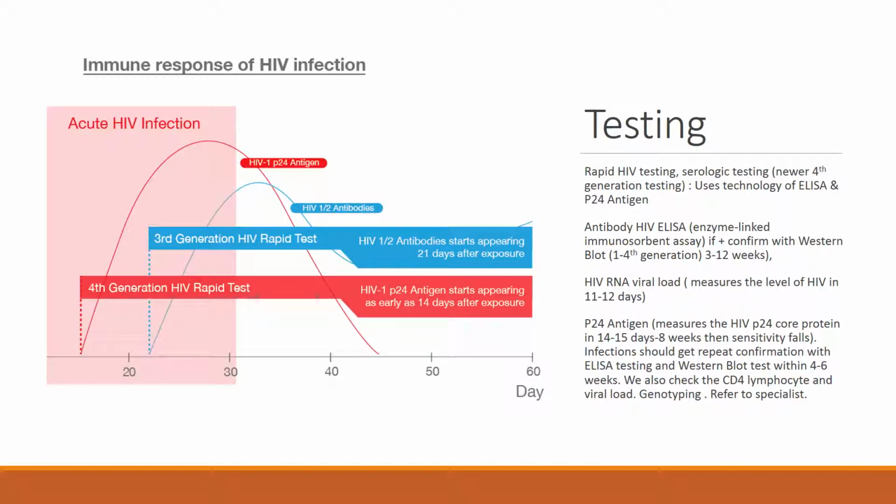So the testing I want to talk to you about, in the past we were using just an antibody test, looking for antibodies in the blood. The third generation test was what we were using for a very long time. We start to be able to test at about 21 days, but it's usually 6 weeks after the infection when it's most reliable. So 6 weeks, 3 months, and 6 months is usually when we'd always done the testing.